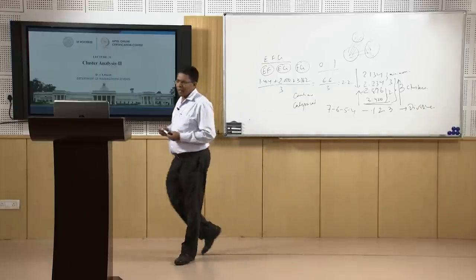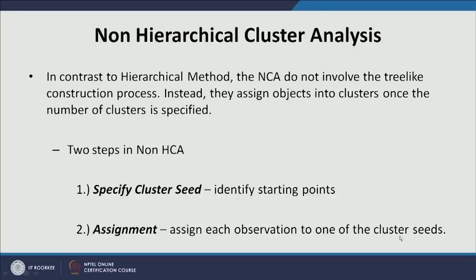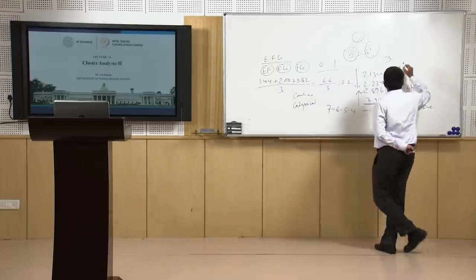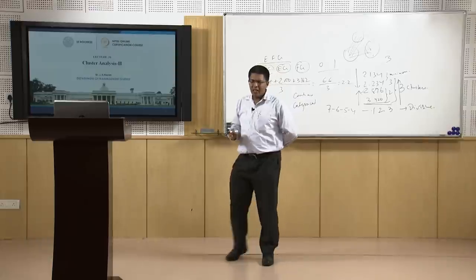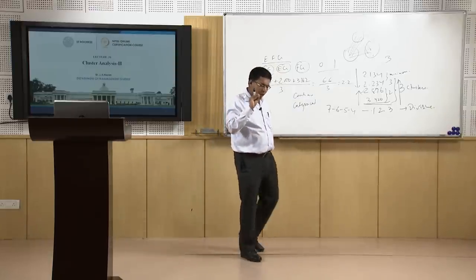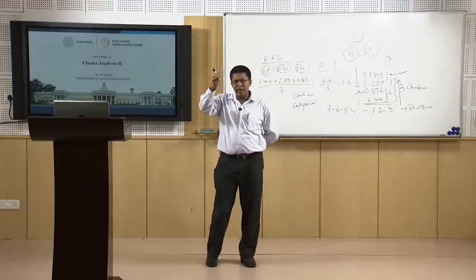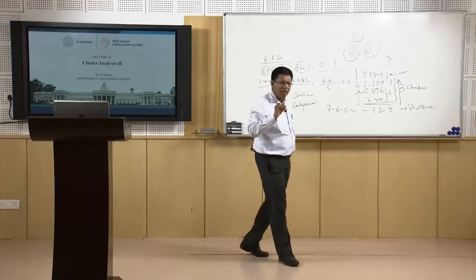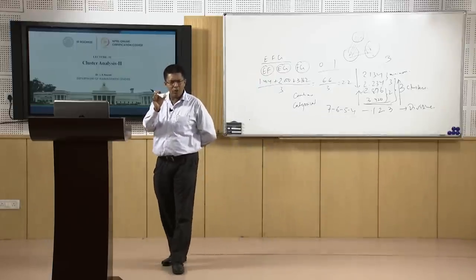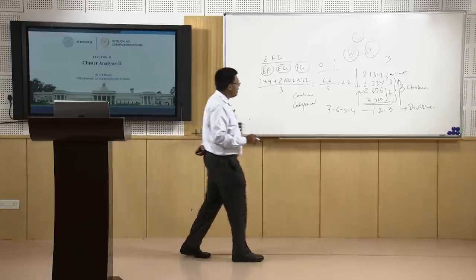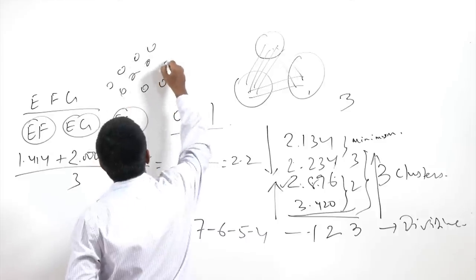So it says assign each observation to one of the cluster seeds. For example, let's say we have three clusters, and for each cluster there is a starting point. Whatever value that cluster starting point is, you try to find out the variables' distance or the score from that starting point. Then you take the minimum ones and start clubbing them together.